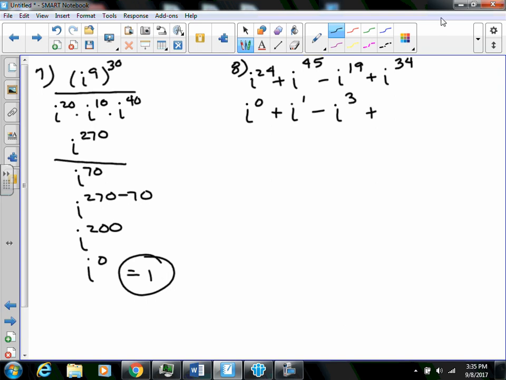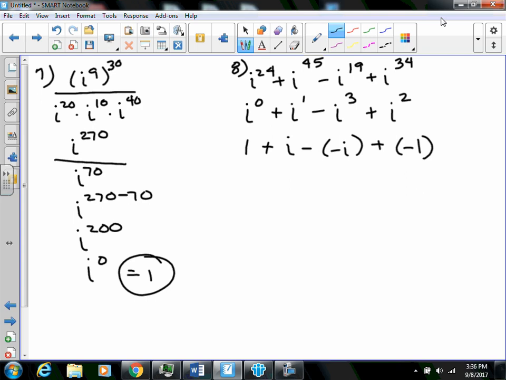Plus, you ask again, how many times does 4 go into 34? Well, 4 goes into 34 8 times. That's going to leave a remainder of 2. So i to the second. Now, each of these can be rewritten. i to the 0 power is equal to 1, because remember, anything to the 0 power is 1. Plus, i to the first power is just i. Minus, i to the third power, which we know is negative i. Plus, i squared, which you should know is negative 1.